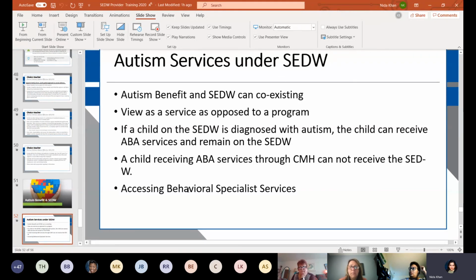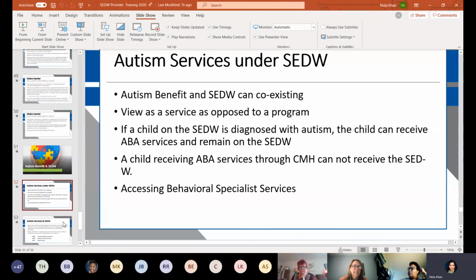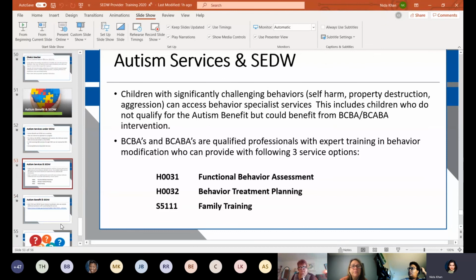If a child on SED waiver is diagnosed with autism, the child can receive ABA and still remain on SED waiver. And basically, they'll be able to access a behavior specialist and work with an ABA.